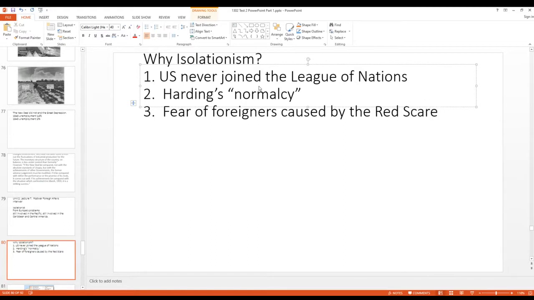The fear of foreigners caused by the Red Scare. This idea that these foreigners were bringing their communism and their socialism. And so the best thing we could do is not be involved with their countries or their people at all.